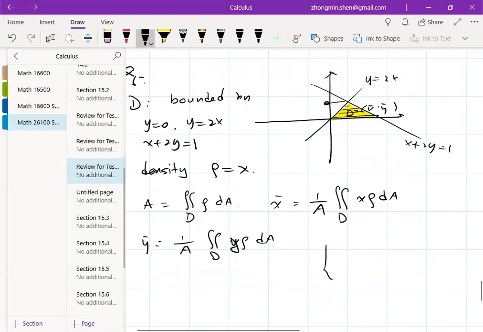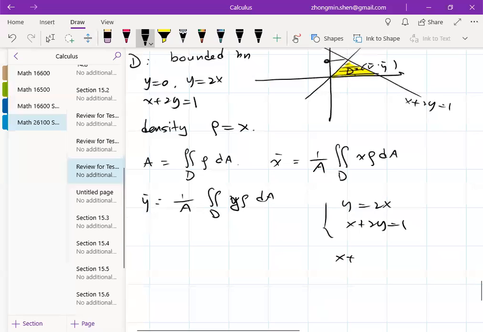Let's check, okay? So y equals 2x, x plus 2y equals 1. Let's figure out the intersection. So x plus 2y is going to be 4x equals 1. So x equals 1 over 5. So y equals 2 over 5. So y is between 0 and 2 over 5. So the double integral can be changed to an iterated integral. It's from 0 to 2 over 5, and then dy, right?